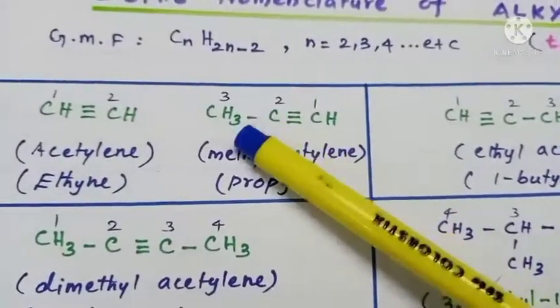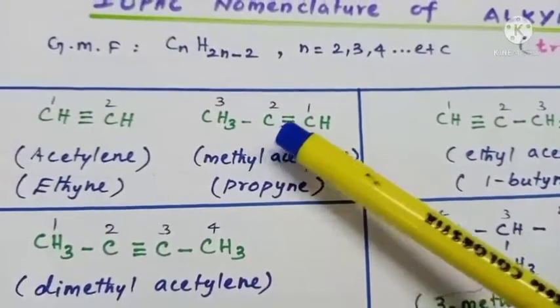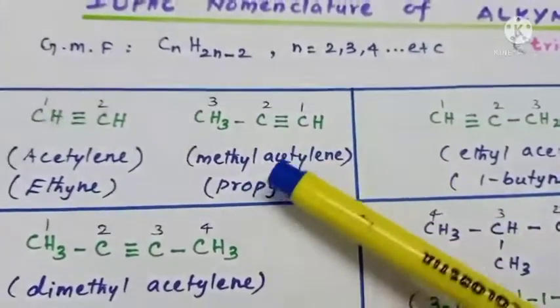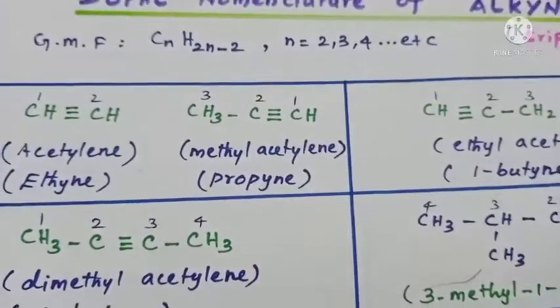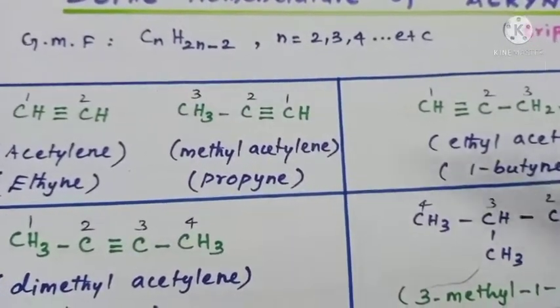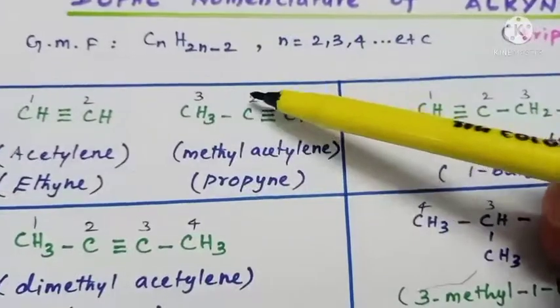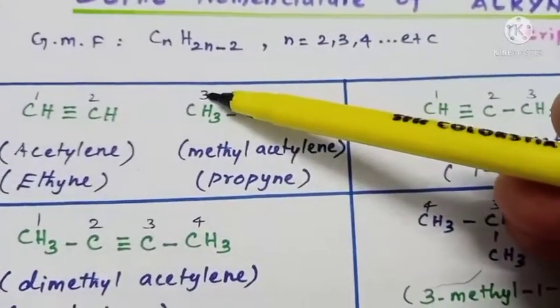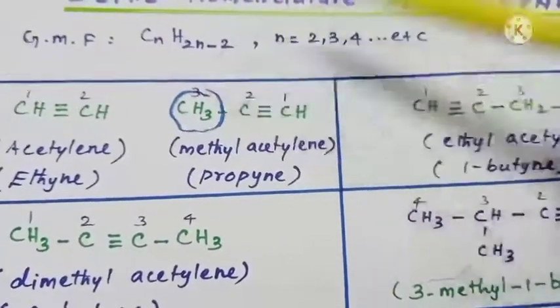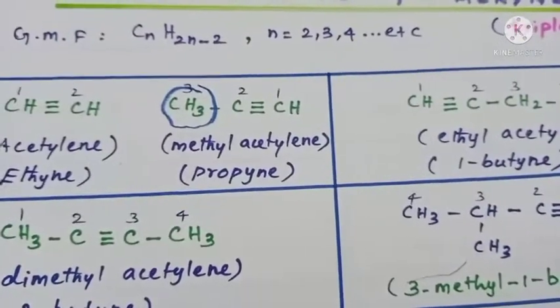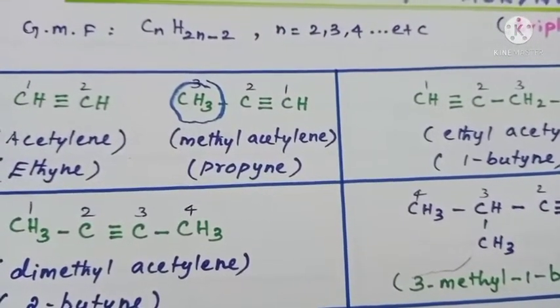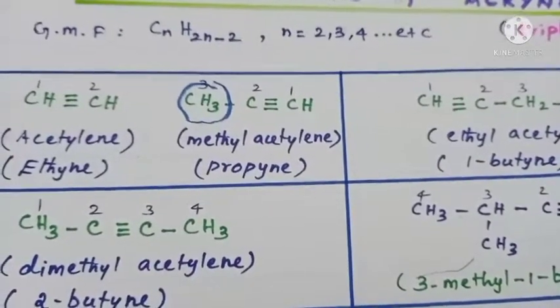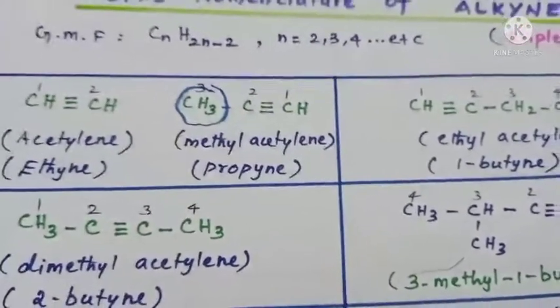The next member with 3 carbon atoms is CH3 single bond C triple bond CH. The common name of this compound is methyl acetylene. Here, this is the acetylene portion, and this methyl group can be considered as a substituent in acetylene, so it is named methyl acetylene in the common system. Whereas in the IUPAC system, it's called propyne, a 3 carbon derivative.